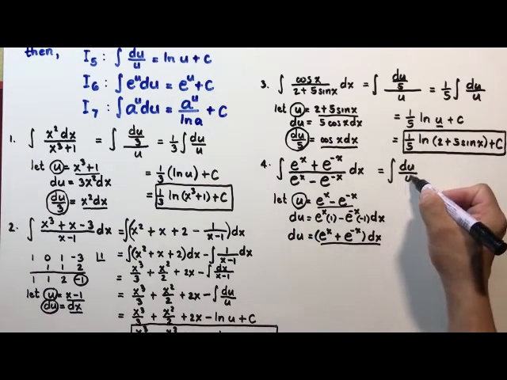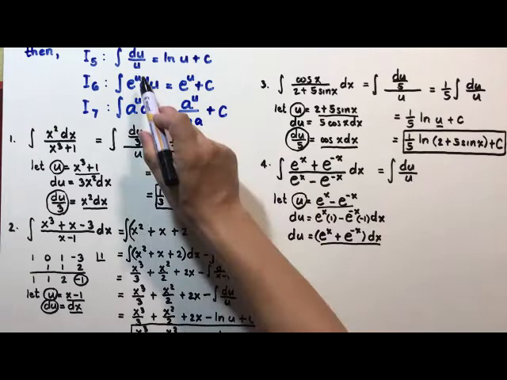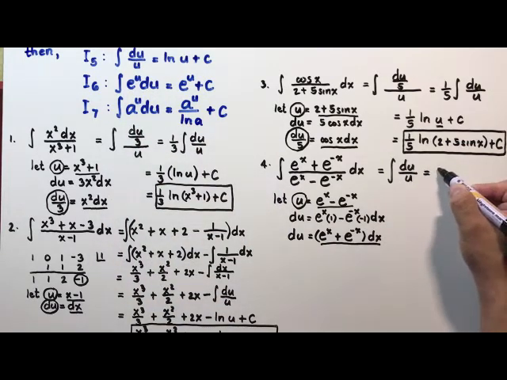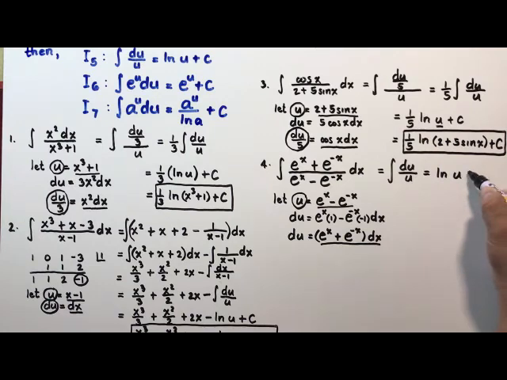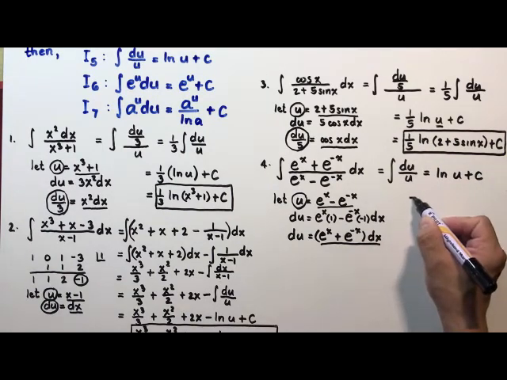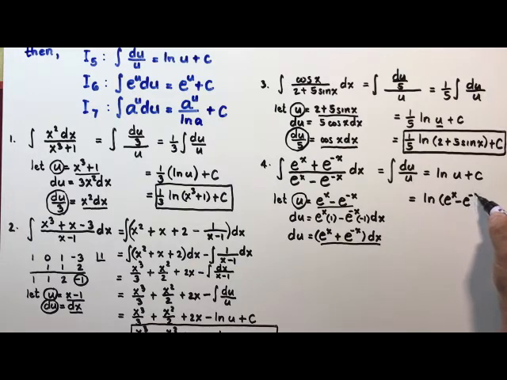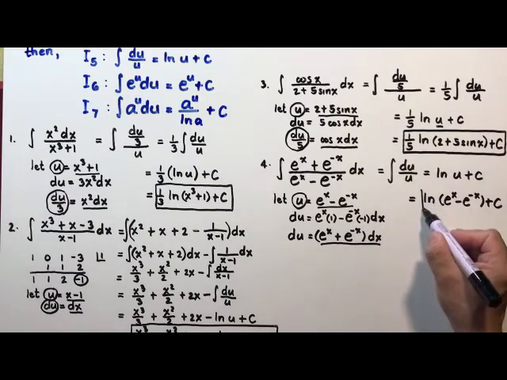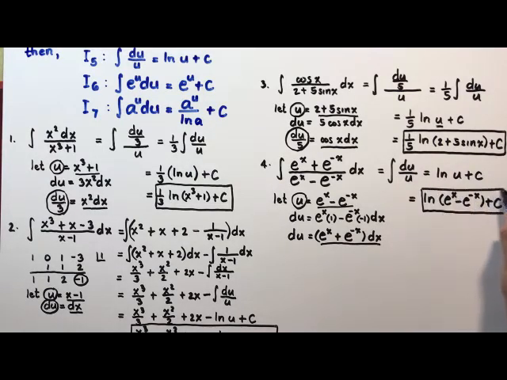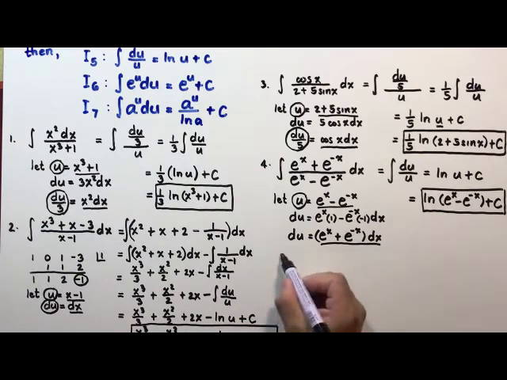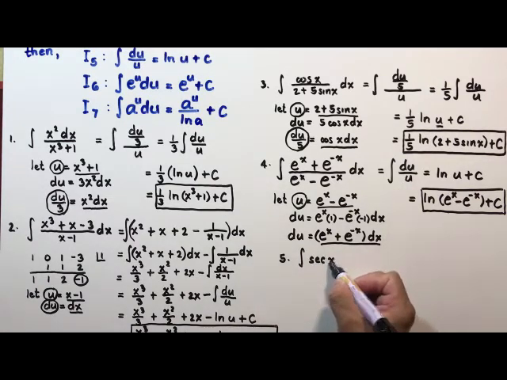So again, using formula number 5, this is equal to the natural log of u plus c. And what is our u again? Our u is just e to the x minus e to the negative x plus c. And that is our answer for our example number 4. So let's proceed to example number 5. What is the integral of secant x dx here?